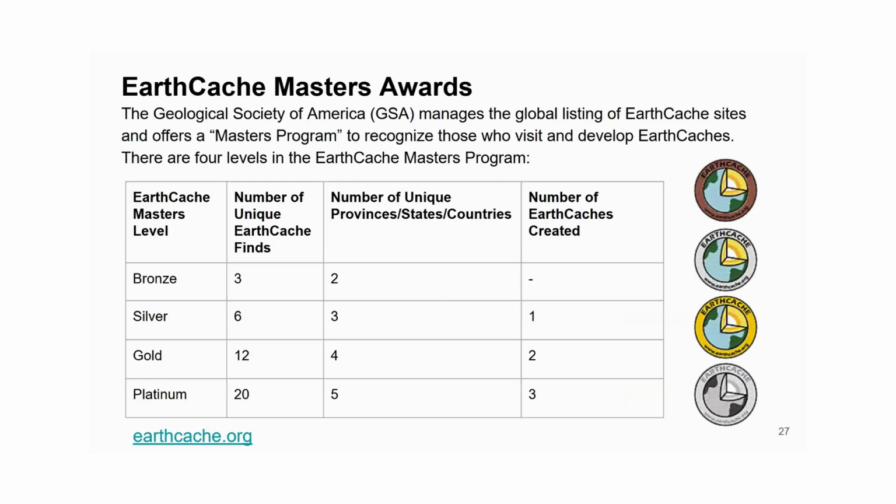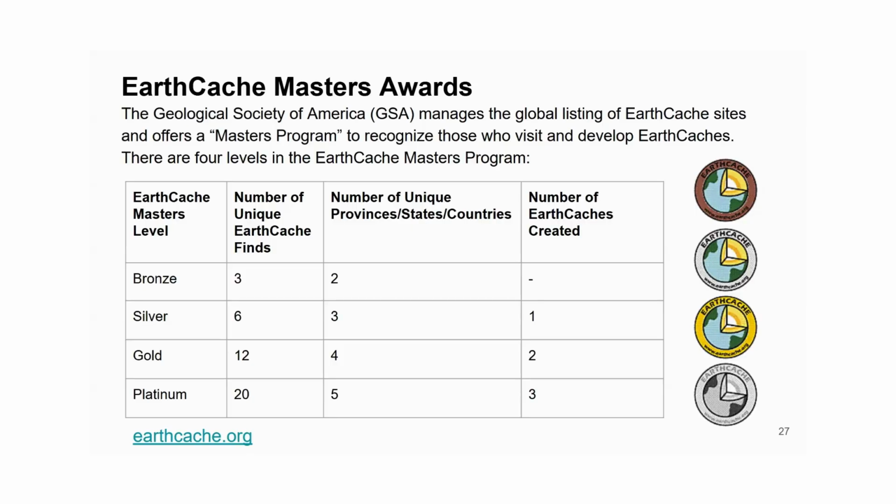All right, moving on to the awards. Julie and I both mentioned that we have EarthCache Masters Awards. Julie is silver, I'm platinum. But what does that mean? The Geological Society of America manages the global listing of EarthCache sites and offers a master's program to recognize those who visit and develop EarthCaches. There are 4 levels in that master's program: bronze, silver, gold, and platinum. And you move up the ranks by finding more unique EarthCache finds, finding EarthCaches in unique provinces, states, or countries, and creating EarthCaches as well.